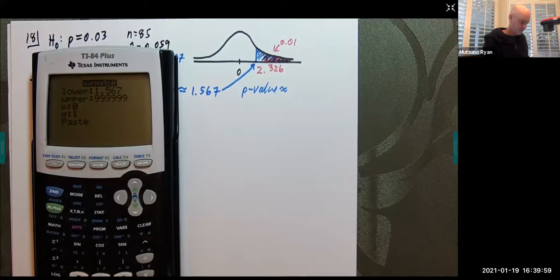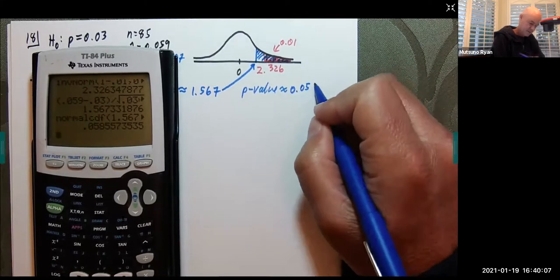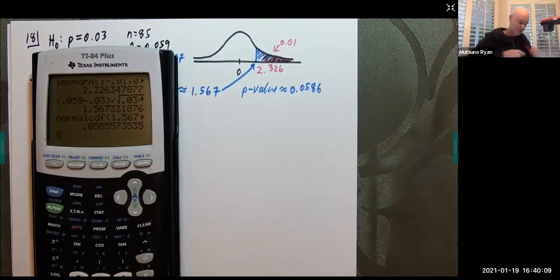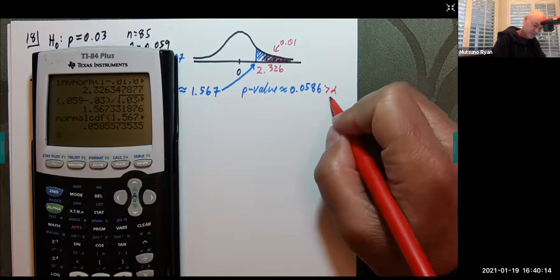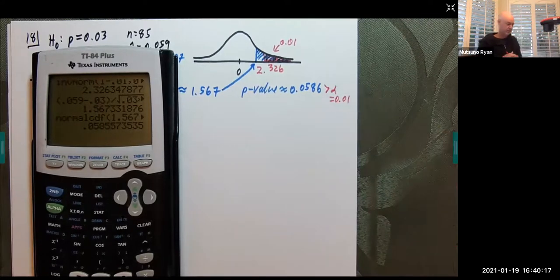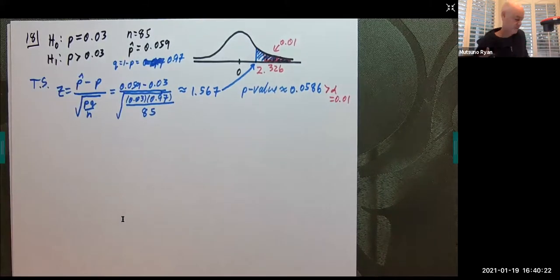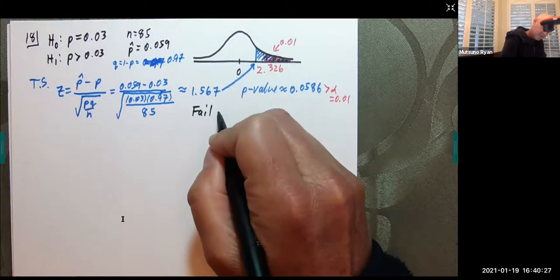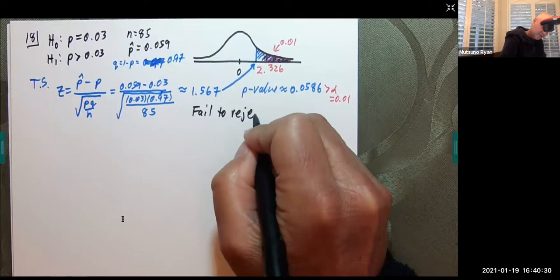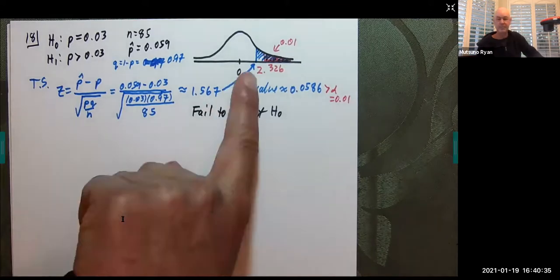And the p-value is 0.0586, it looks like, which is way bigger than our alpha, which is 0.01. And what that tells us is that we are going to fail to reject the null hypothesis, meaning our test statistic is too close to the mean.